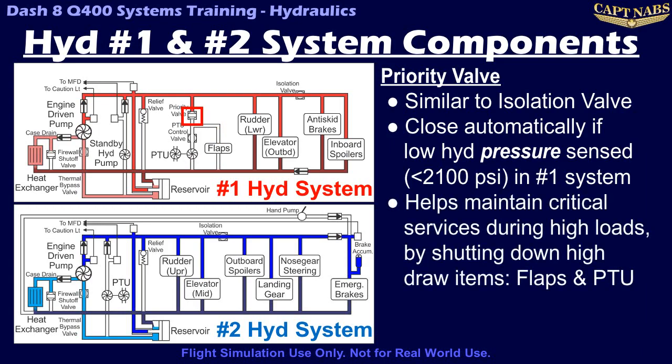Usually the primary source of this high hydraulic demand is the flaps. As the pressure is restored in the system, the valve will open again and the flaps will continue to move until the pressure drops again. The flaps will eventually reach their intended position, but at no time will the rudder and elevator control be degraded during the flap deployment.